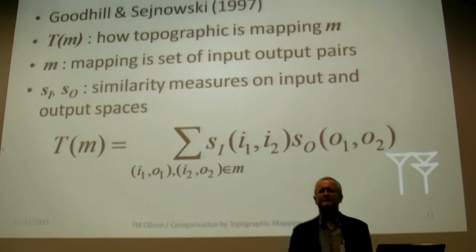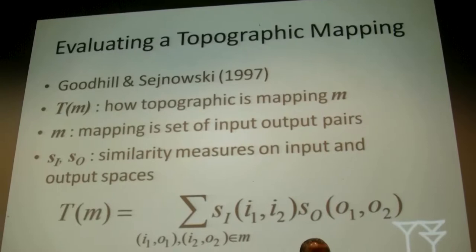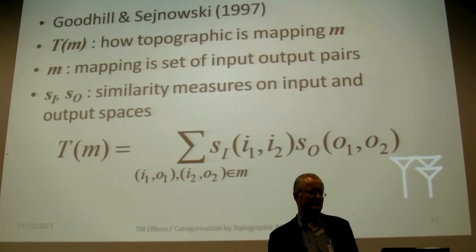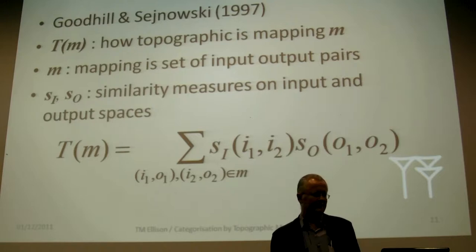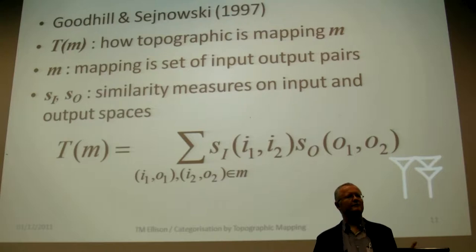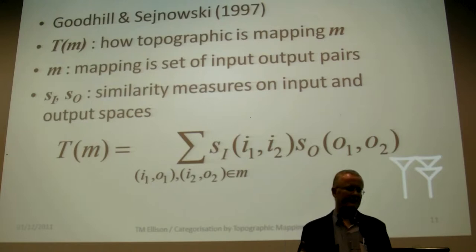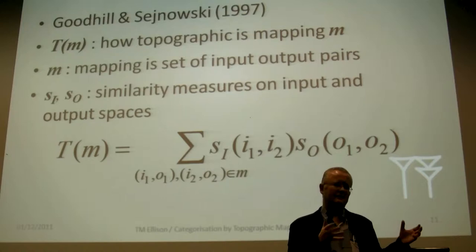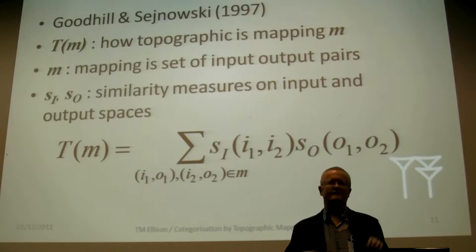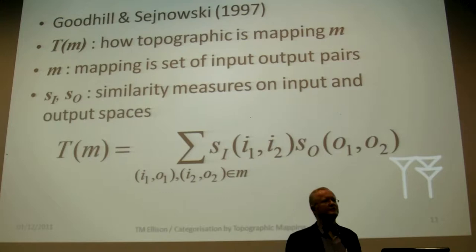Now, Goodhill, in dealing with another problem, namely how mappings within the visual cortex work, developed a method of evaluating functions and how topographic they were. And my work is based on their evaluation function. The idea is fairly simple. You have a similarity measure in your input space and a similarity measure in your output space. If we're talking about a discrete mapping, you take all the input-output pairs in that mapping, take the product of the similarity of the inputs with the similarity of the outputs, and sum that for all the pairs. The result is a measure which basically increases the more topographic the mapping is. So if similar inputs map to similar outputs, you get a more topographic mapping according to this measure.